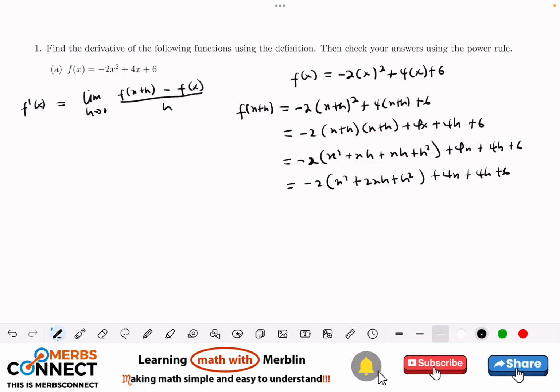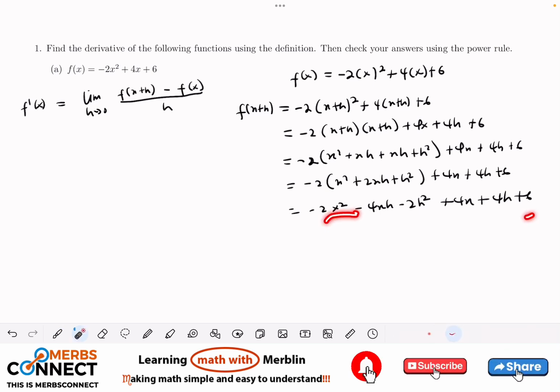Then now I can multiply through by the minus 2, which will be minus 2x squared minus 4xh minus 2h squared plus 4x plus 4h plus 6. Right. So can I cancel anything in here? No, x squared, no x squared, xh, no xh, so I can't cancel anything yet. So now I have f of x plus h, and I have f of x.